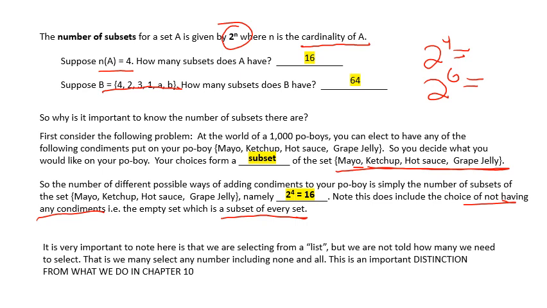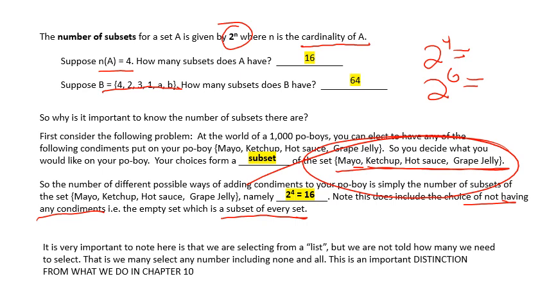Now, when you look at this problem here, you need to keep this in mind because you're going to see problems later on similar but different. And you have to be able to identify problems. It is very important to note here that we are selecting from a list. This list here forms a set. But in the problem, we were not told how many we needed to select. We could select as many as we wanted, including none of them or all of them.